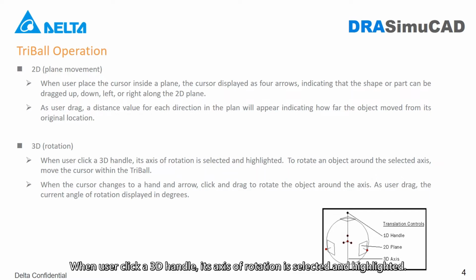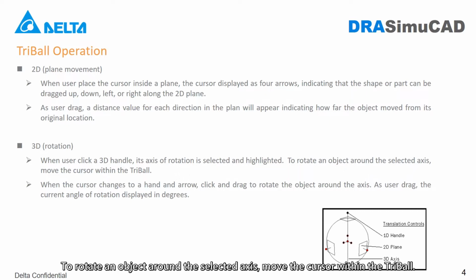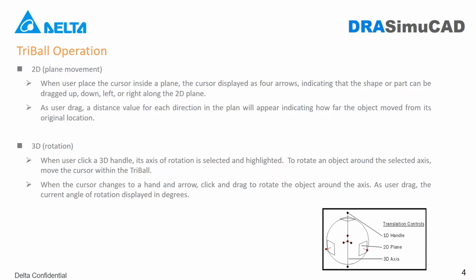When the user clicks a 3D handle, its axis of rotation is selected and highlighted. To rotate an object around the selected axis, move the cursor within the TriBall. When the cursor changes to a hand and arrow, click and drag to rotate the object around the axis. As the user drags, the current angle of rotation is displayed in degrees.